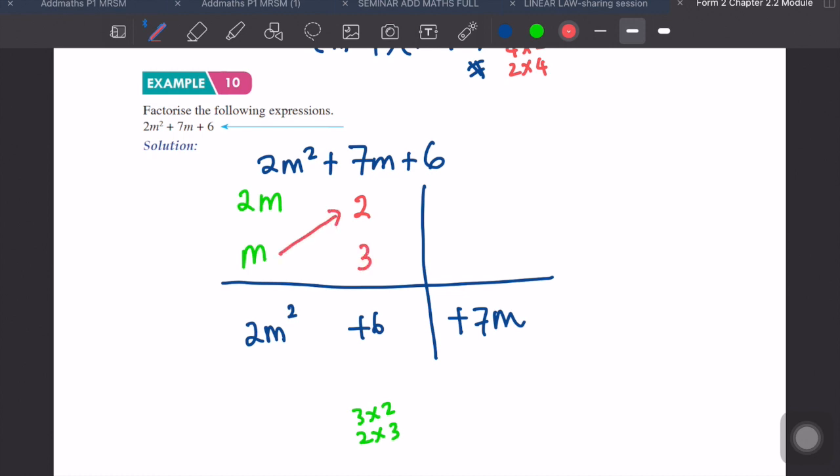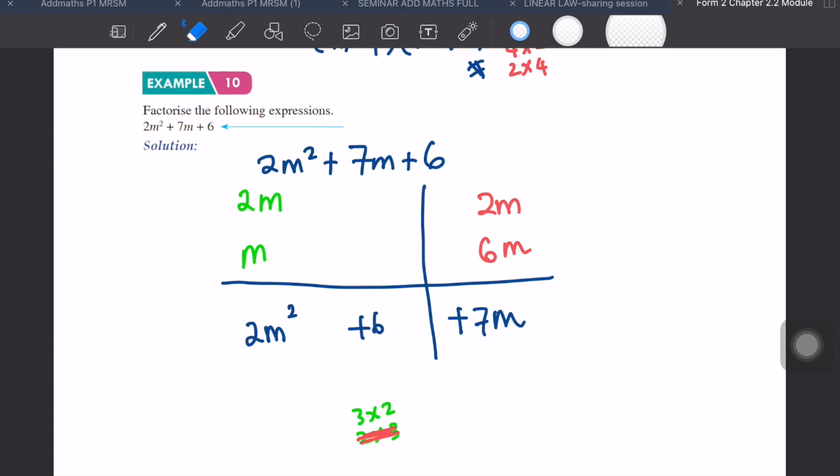Darab silang dapat 2M. Darab silang dapat 6M. So 6-2. 6 tambah 2, 8. 6 tolak 2, 4. Tak dapat 7 kan? So maksud dia ini kombinasi yang tak boleh. Faham?